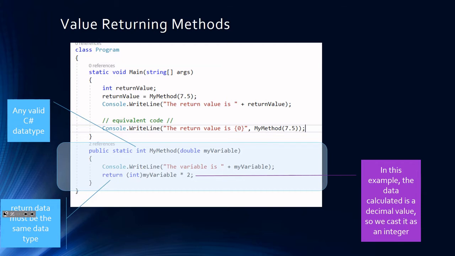Now, when I have a method that returns a value, I need to figure out what I'm going to do with that return value. So in this example, we declared a variable to hold an integer, and then we use that variable on the left of the equal sign before we call our method. So any variable to the left of the equal sign when we call a method is going to receive the returned value from that method. So our multiplication of taking our variable times 2, that 15 is going to be returned to the return value variable.